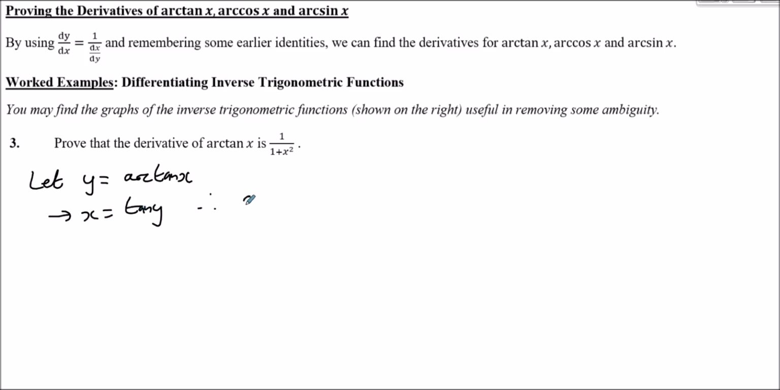Differentiating tan y with respect to y, in other words dx by dy, we need to remember what tan differentiates to. This is one of the results we used and proved. Tan differentiates to sec squared from earlier in the video. So therefore dy by dx is the reciprocal of that, which is going to be 1 over sec squared y.